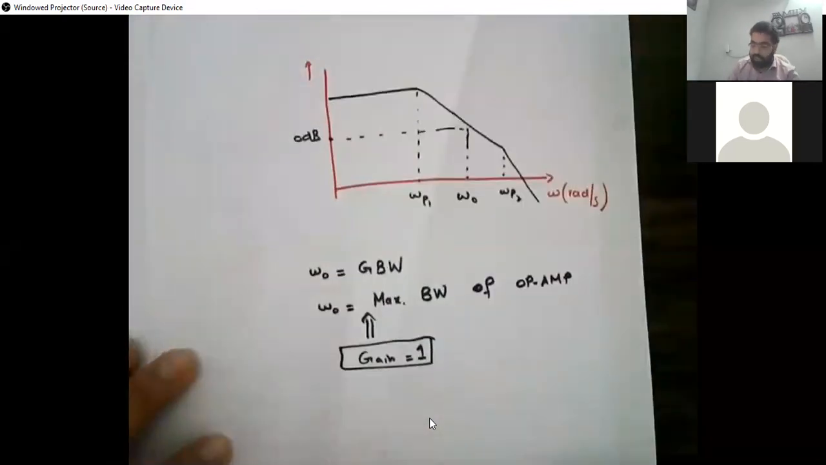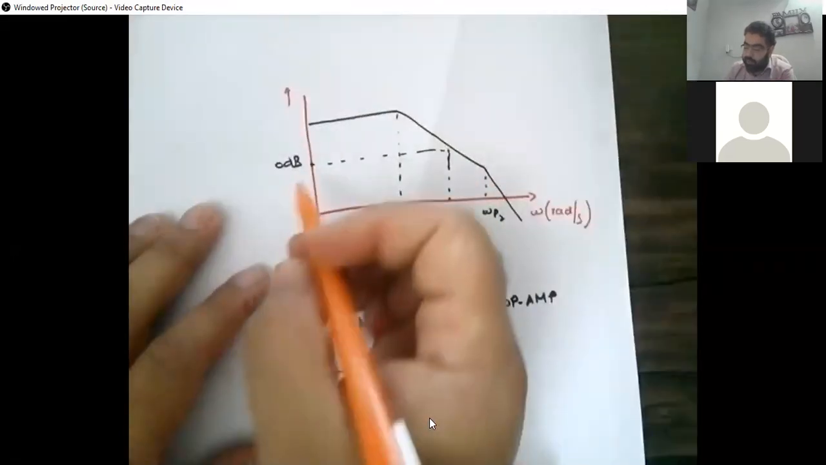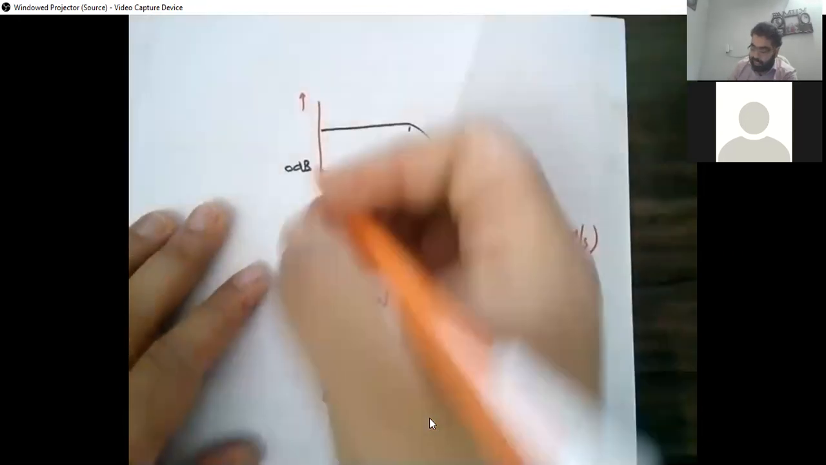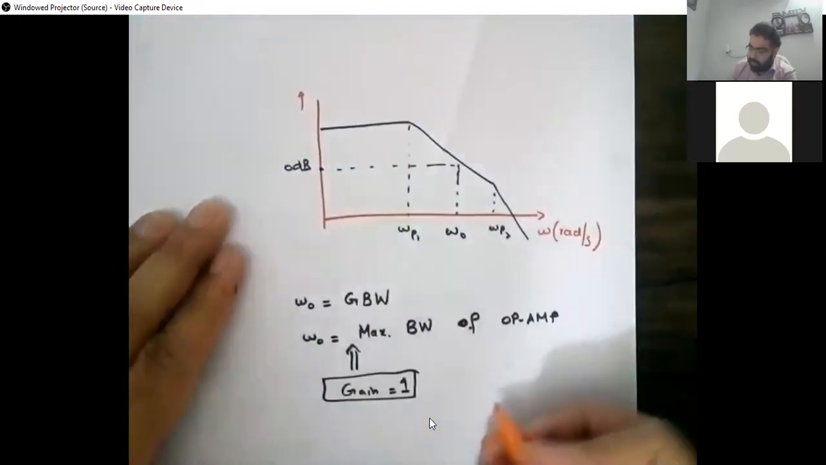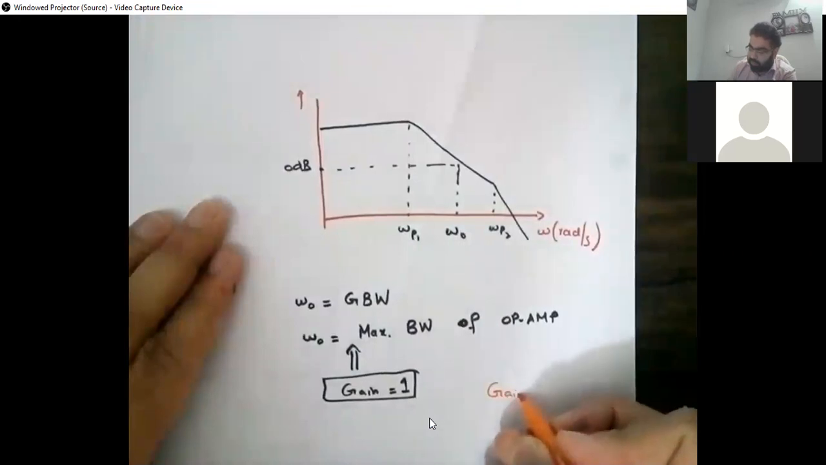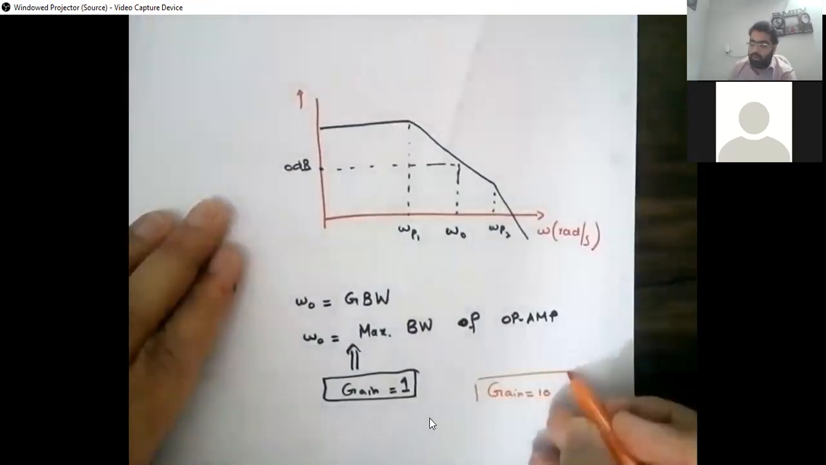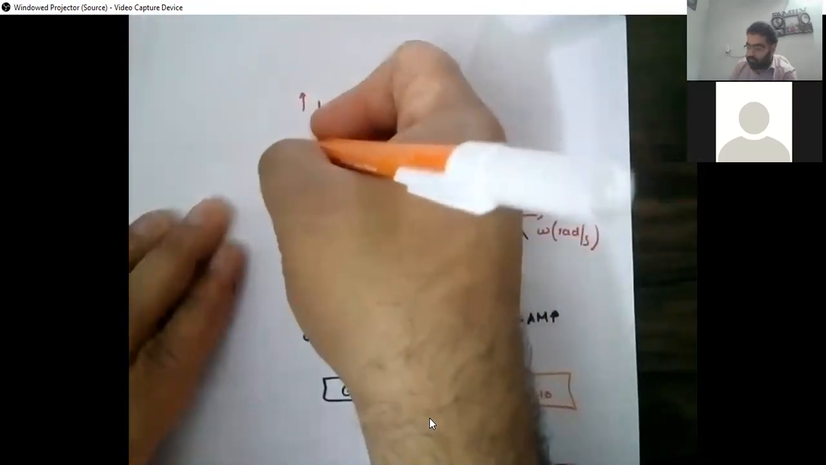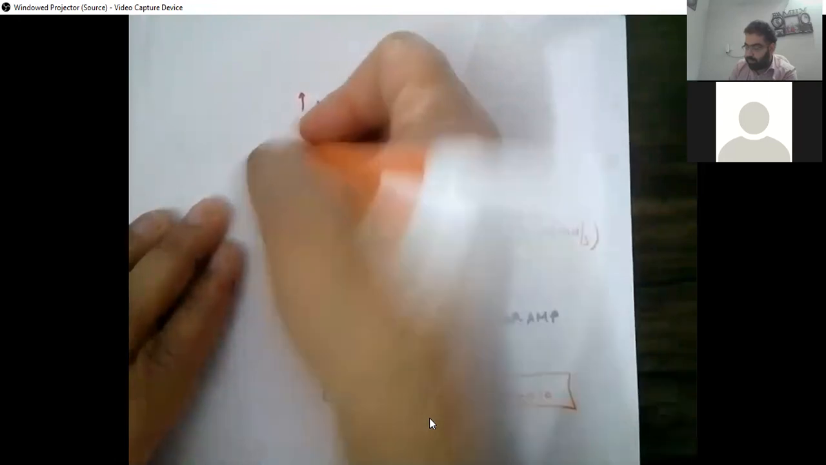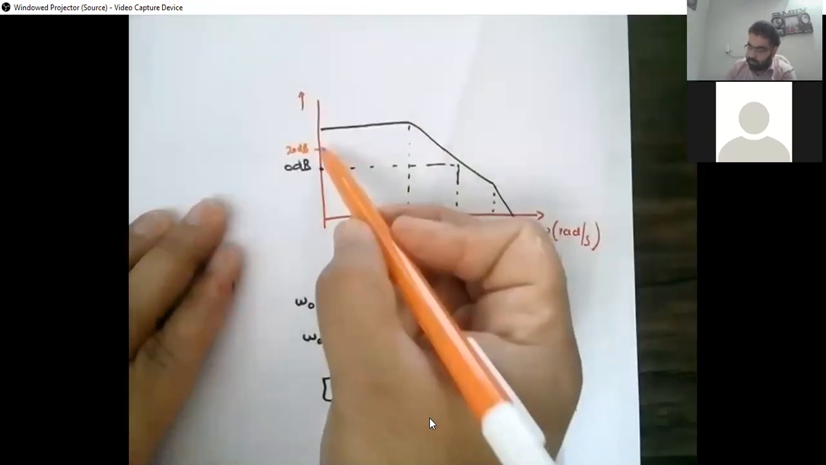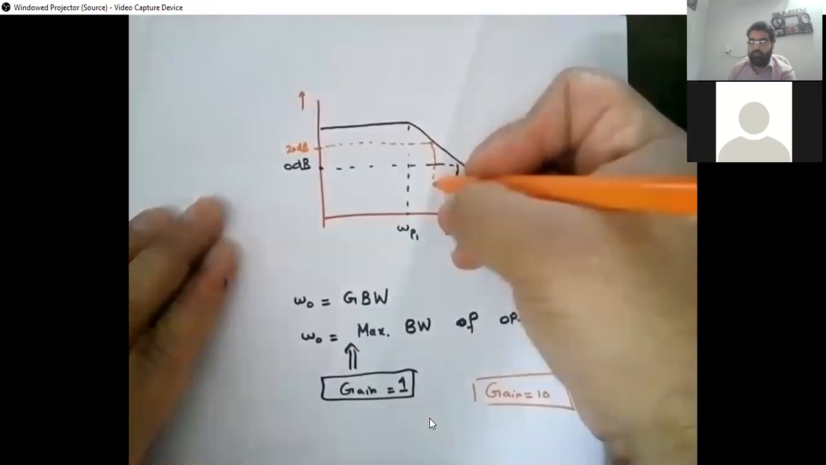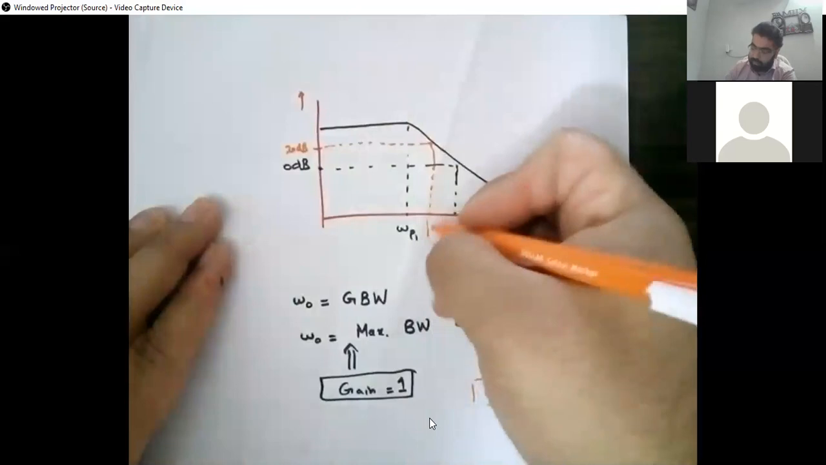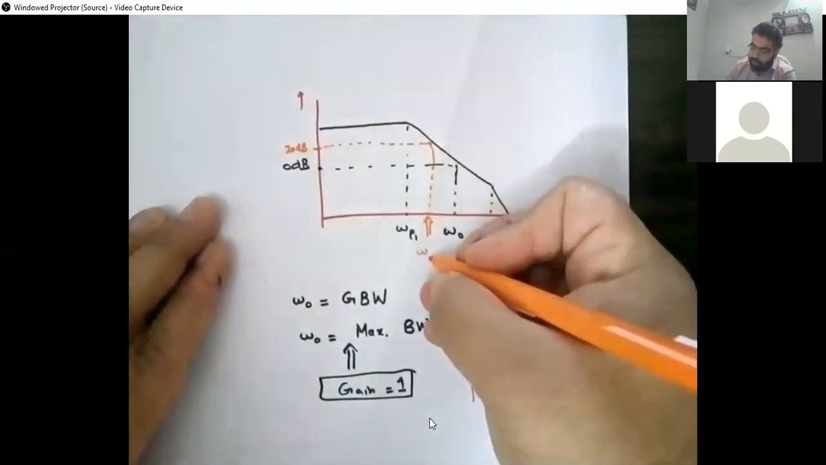So for example, let's make another one. Now you had this omega naught at 0 dB. If I take any other gain which is higher than 0 dB, let's say I take a gain of 10, which we also did in the homework, gain of 10, what will it be? 20 dB. For example, this is a 20 dB point. If I just bring it here. So now for this 20 dB, this is not omega naught, but this is omega at 20 dB.